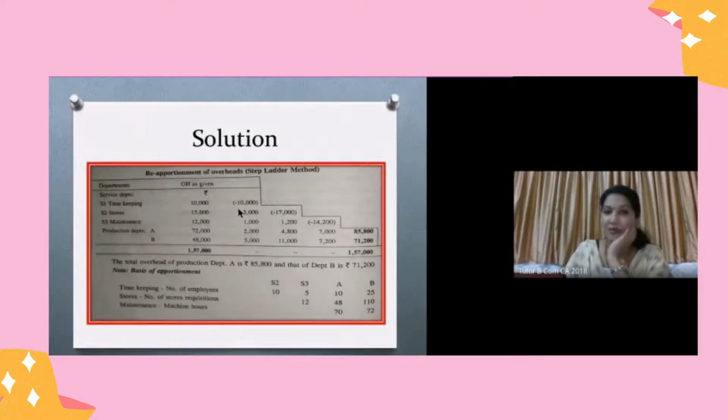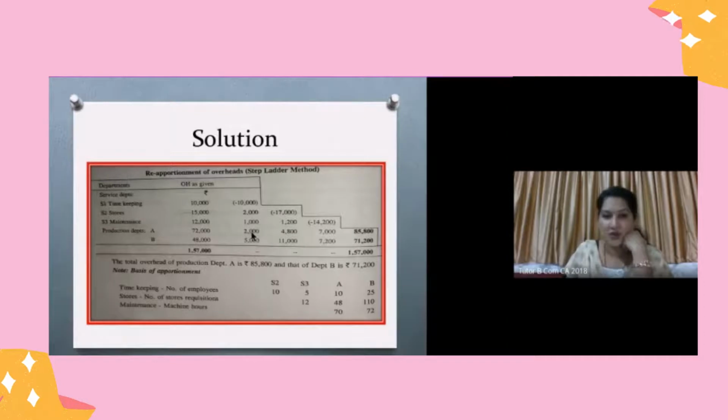Now what they have done here is, against S1, you are nullifying, as we had done in the previous case. That's why we put that as negative 10,000, or you can put the figure in brackets, which would be negative. So that's nullified. Now how are we going to share? We are going to share between S2, S3 and production departments A and B. It appears like a step, 1, 2, 3, 4 steps. That's why we say that as a step.